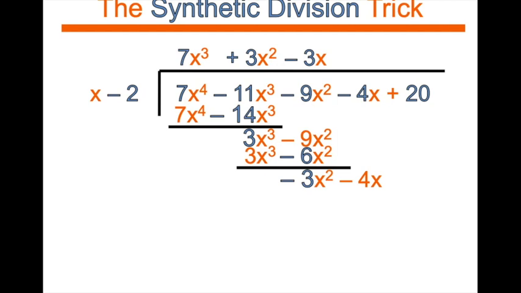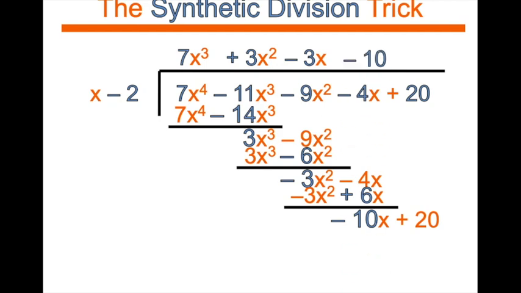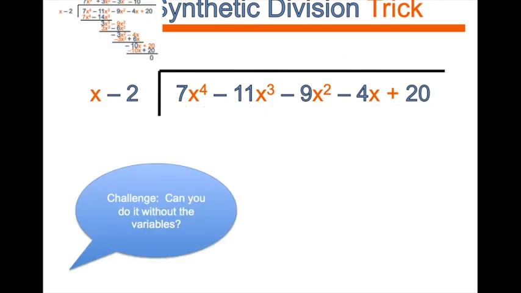Put negative 3x on the top, distribute all the way through, subtract the lines, and a final time, how many times does x go into negative 10x? Put negative 10 up on top, distribute all the way through, subtract, and we have no remainder left over. That's how long division works, right? Yes. So, my question for you though is, can you do it without the variables?